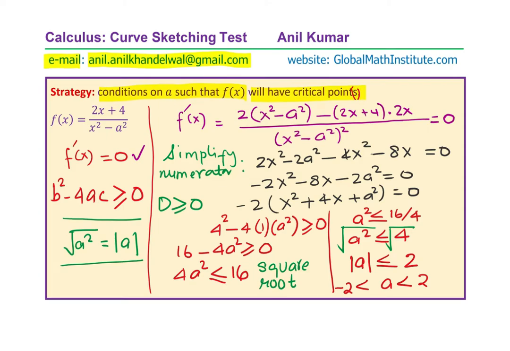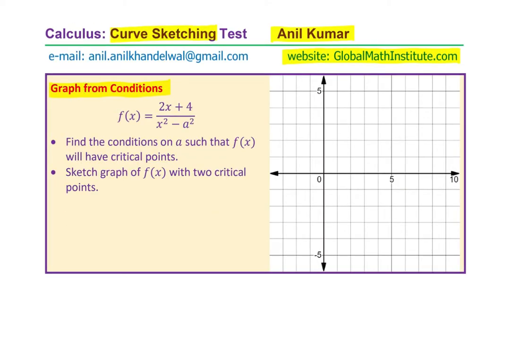So coming back to our question, which says, find the condition on a such that f of x will have critical points, right? So if I want more than 1 point, then it should be less than, right? But anyway, in this case, I do get a condition that absolute value of a is actually less than 2 or equal to, will have one critical point. So we have done part A of this question. I hope this concept is absolutely clear, right?